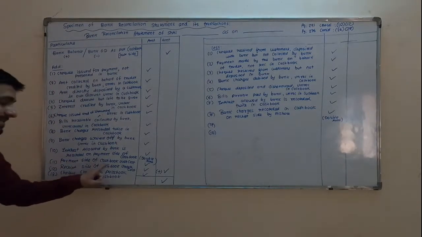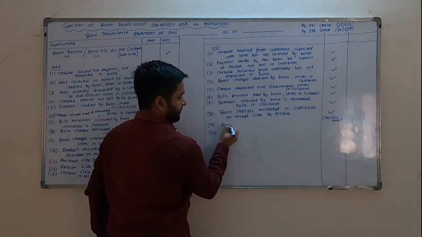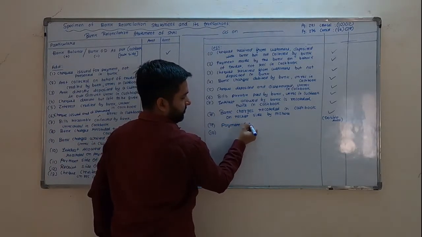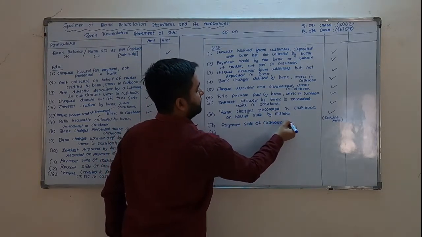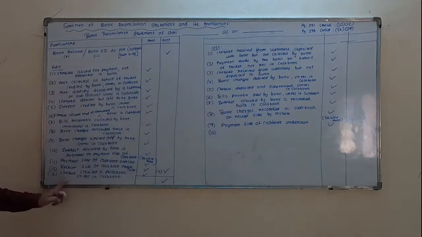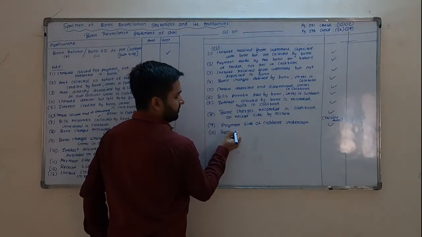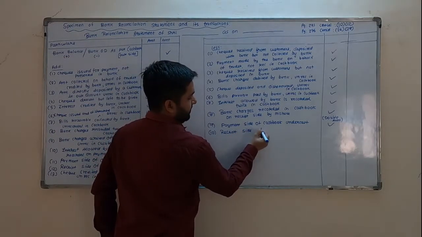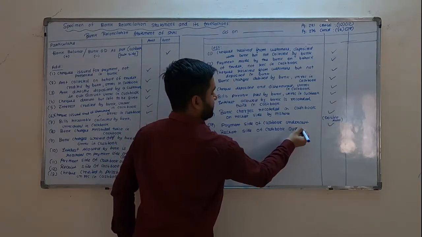Here payment side of cash book is overcast. So here it will be payment side of cash book undercast. Here receipt side is undercast. So here receipt side of cash book overcast.